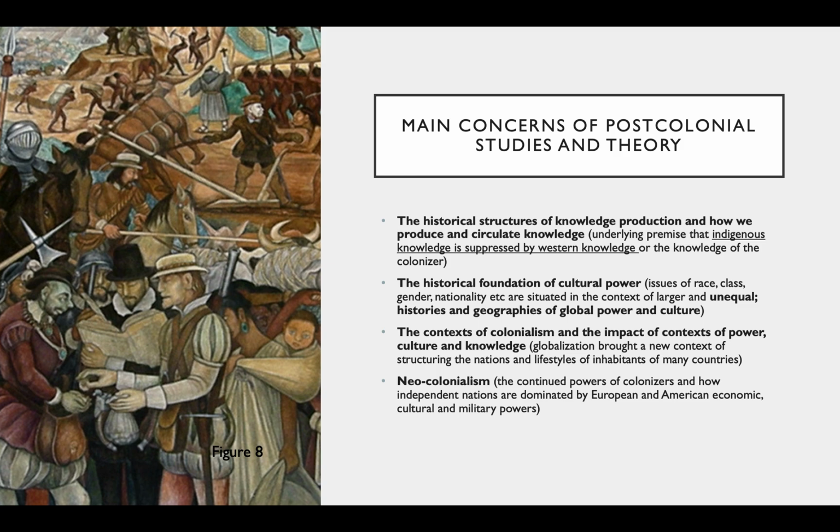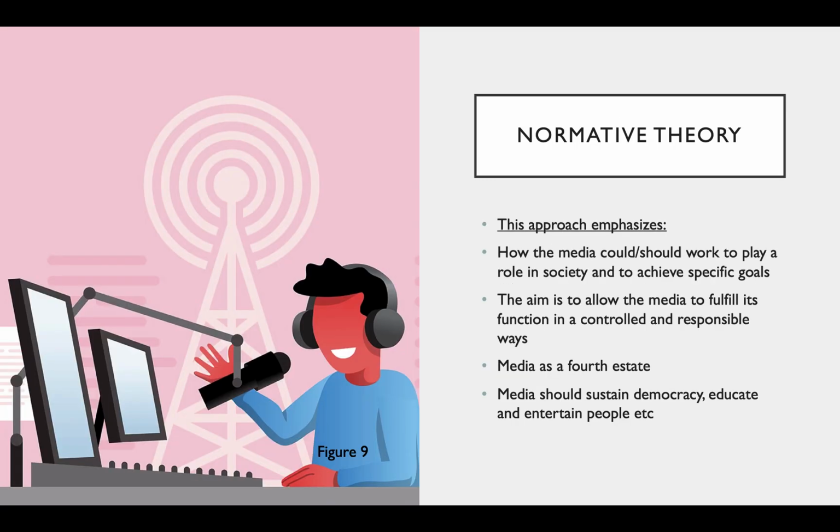We could also move on now to the normative theory, which looks at how the media should or could work to play a role in society to achieve specific goals. The aim is to allow the media to fulfill its function in a controlled and responsible way. In terms of normative theory, it's looking at the freedom of expression of the media and how it plays a role in society as a fourth estate. The media should try to sustain democracy, educate, entertain people, as well as inform them.